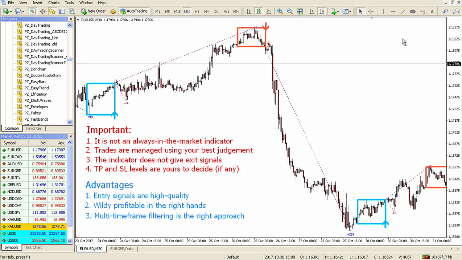As a final note, please be advised that this indicator should not be traded as an always-in-the-market indicator. It gives no exit signals. It finds actionable, high-quality entry points for you to evaluate and trade. It provides no position management guidelines and displays no stop-loss or take-profit levels. The quality of the entry strategy is fantastic and should produce a windfall of profits in the hands of a capable trader.